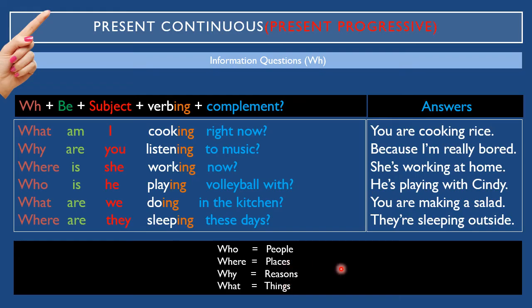Now let's read the examples that we have. The first one, what am I cooking right now? So what is the food that I am cooking right now? You are cooking rice. That is the answer. So if you notice here, the answer is not yes, it's not no. The answer is information. What am I cooking right now? Rice. So that is the answer. You are cooking rice.